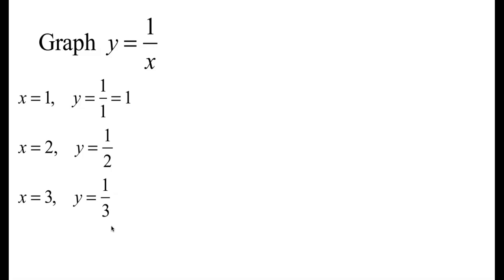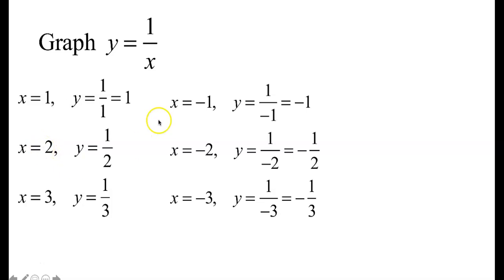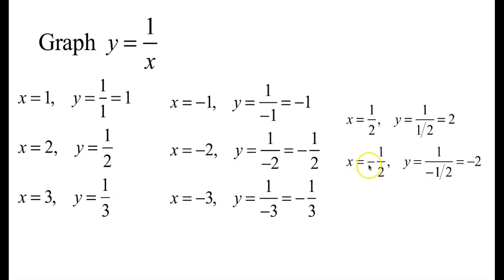Okay, so those are all positive values of x. Let's choose some negative values of x next. If I have x is negative 1, y is 1 divided by negative 1, or negative 1. X is negative 2, y is 1 divided by negative 2, or negative 1/2. X is negative 3, y is 1 divided by negative 3, which is negative 1/3. To finish up the list of points, I'm going to choose some fractions. If x is a half, 1 divided by a half, invert and multiply, 1 times 2, we get 2. X is negative 1/2, 1 divided by negative 1/2 is negative 2.